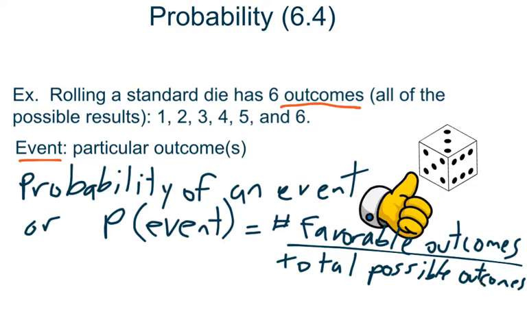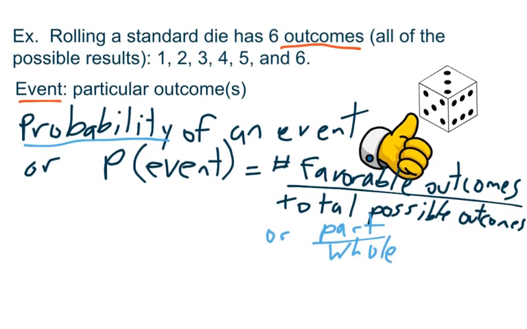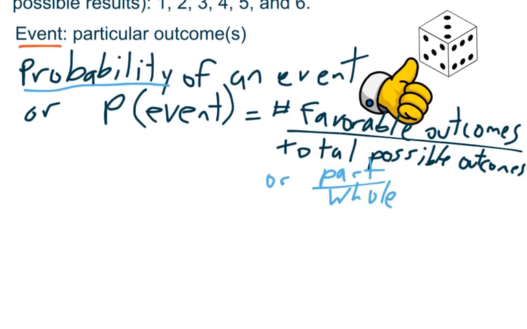Alright, so that's what probability is. Probability is basically part over whole, is how you can also think of it. That's just a simpler way to write it. So, let's use this same example. Let's say we were rolling this die, and we wanted to know the probability.